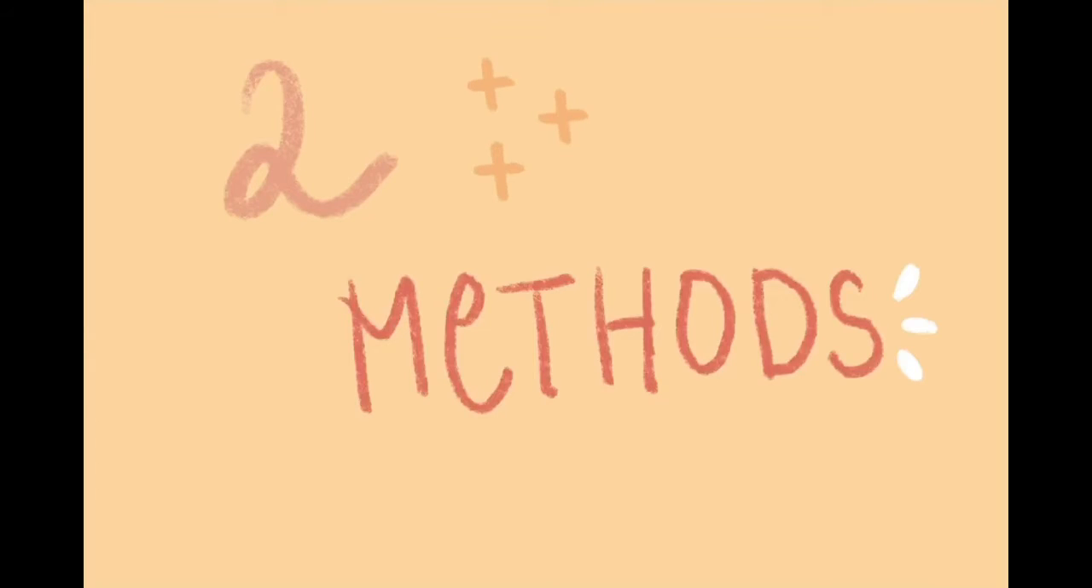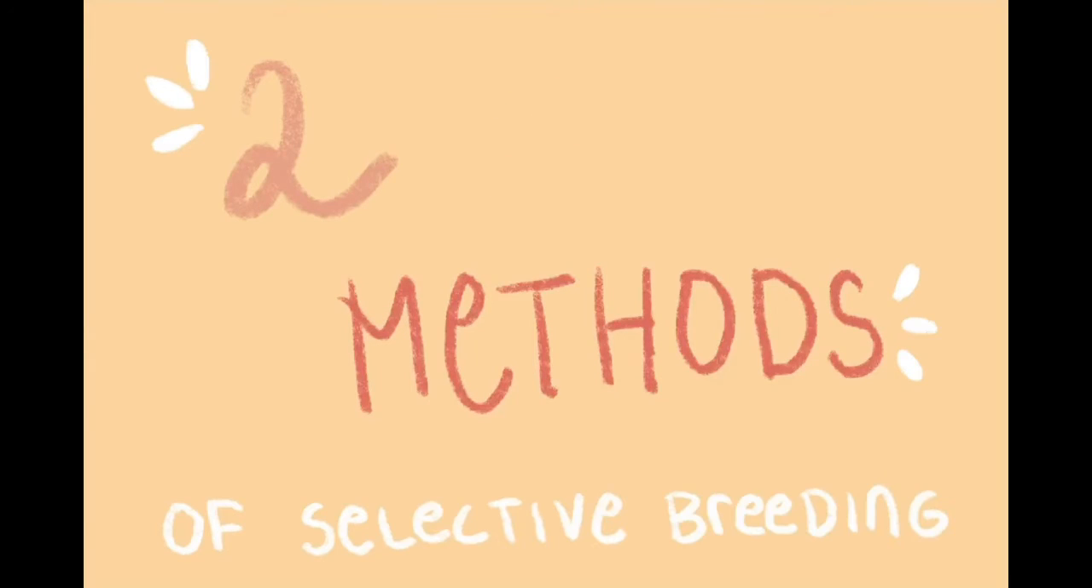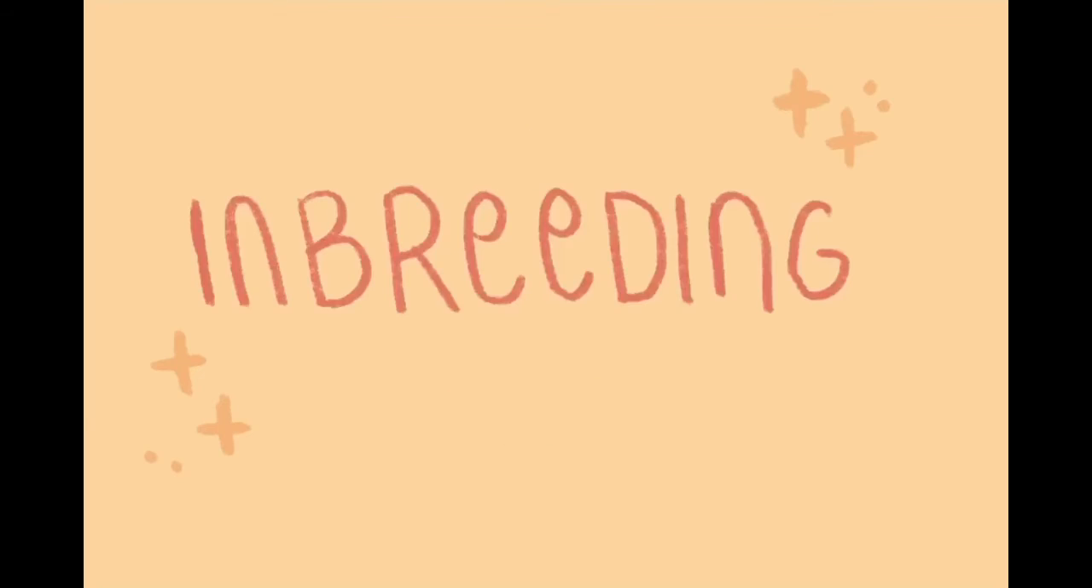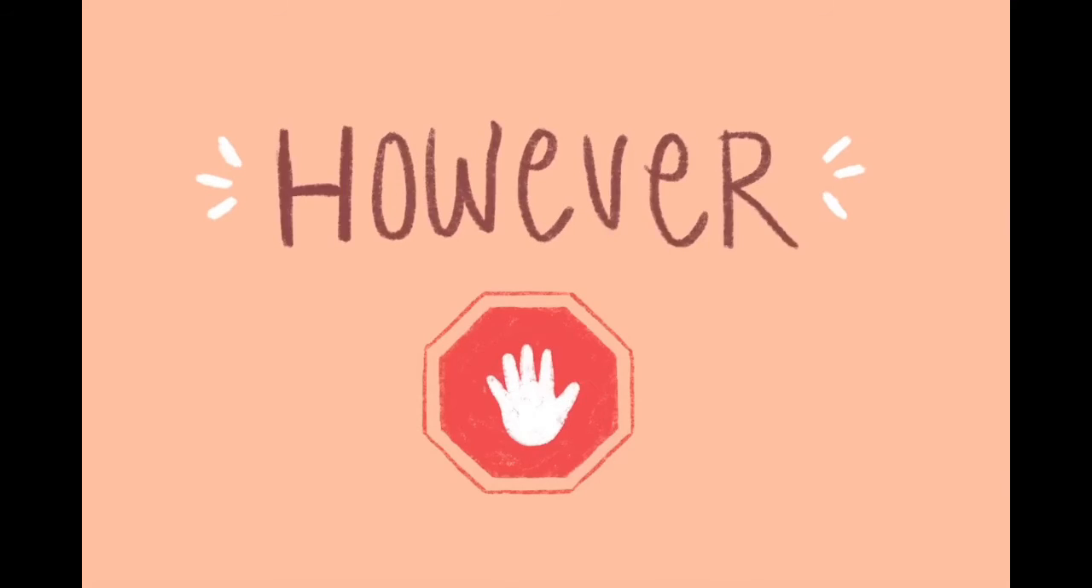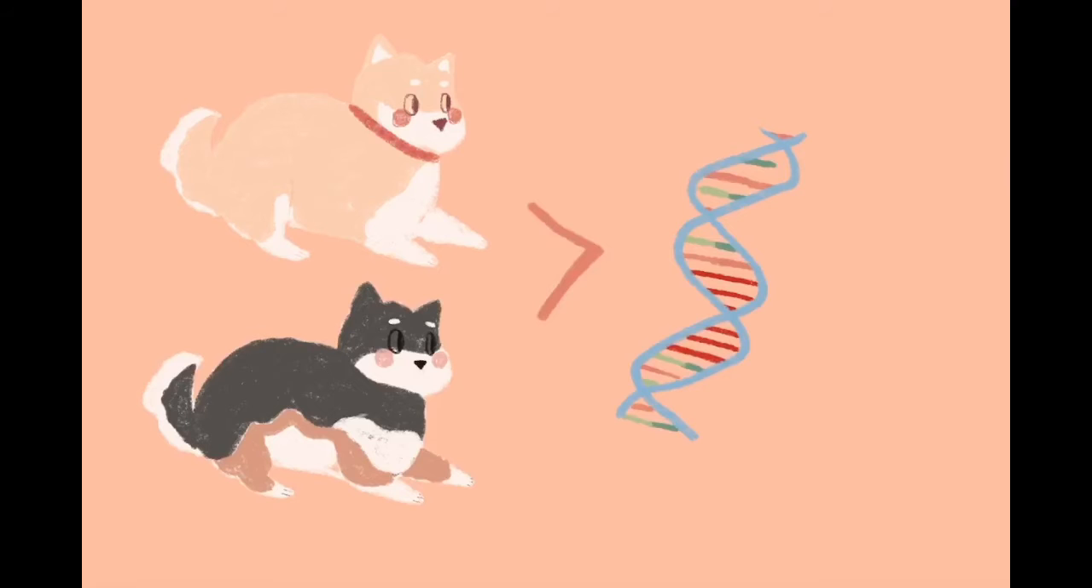In genetic engineering, there are two methods of selective breeding. Number one is inbreeding. Inbreeding is when you get two organisms and continue to breed them if they both have a characteristic you want to keep. However, despite inbreeding being useful in some cases, it can also be dangerous. Because organisms from the same breed are genetically similar, this increases the chances of the offspring receiving a recessive allele for a genetic defect, such as a bad hip.